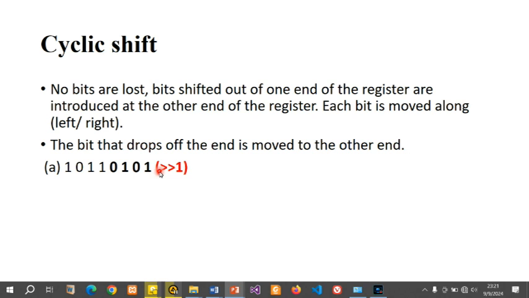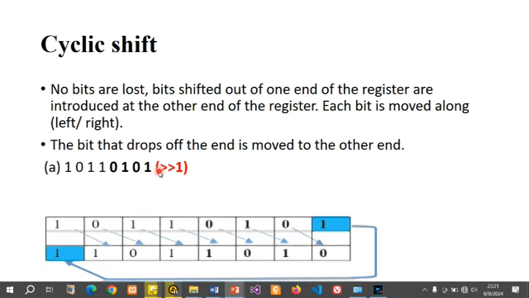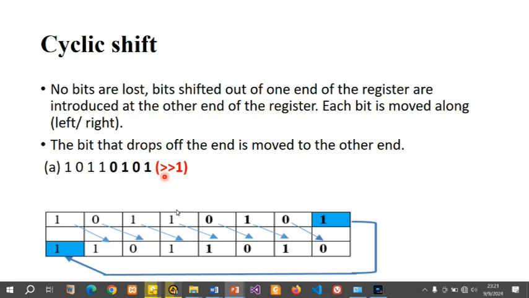Now with cyclic shift, we have no bits that are lost. That means the ones that are discarded, as we were talking about in the arithmetic and logical shift, in this case we don't actually discard them, but we perform a cycle whereby they go back to replace the ones that were empty. That means the slots that were empty. Let's demonstrate this with an example.